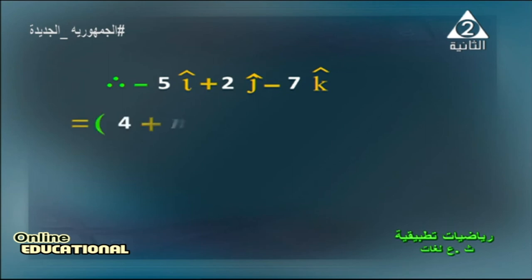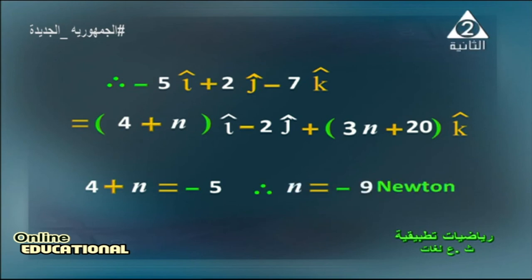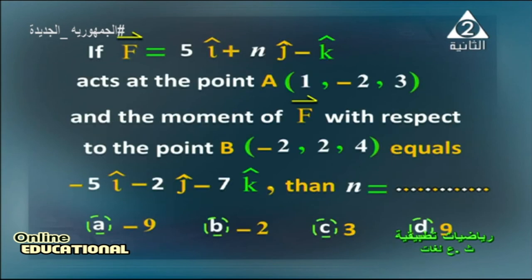Then negative 5i plus 2j minus 7k equals 4 plus n in direction of i vector minus 2j vector plus 3n plus 20 in the direction of the unit vector k. Then 4 plus n equals negative 5, and hence n equals negative 9. Then we can choose letter A. Then n equals negative 9.